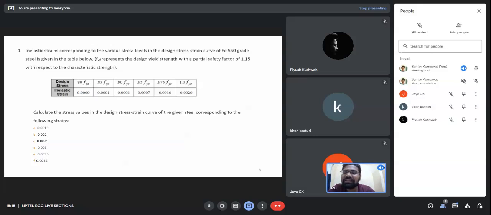Now they are asking us to find the stress values in the design stress strain curve of the given steel corresponding to the following strains. That is, firstly for 0.0015, then all of these values as you can see over here. So let's now first revise the concepts again so that it will be easy for you to solve this problem.